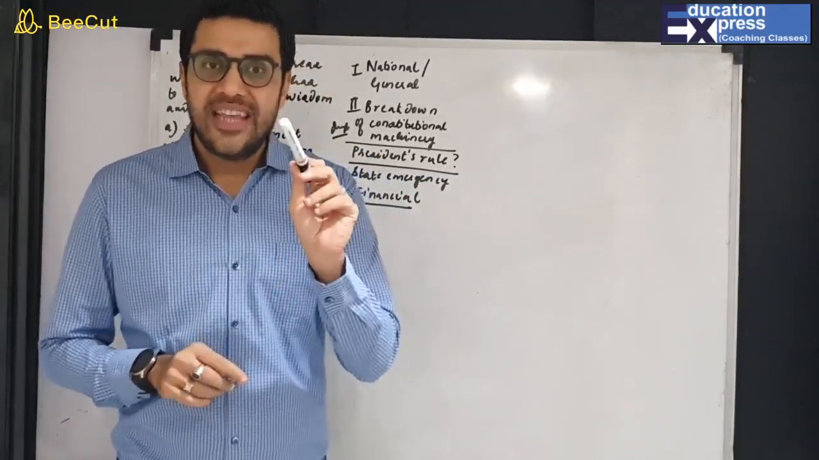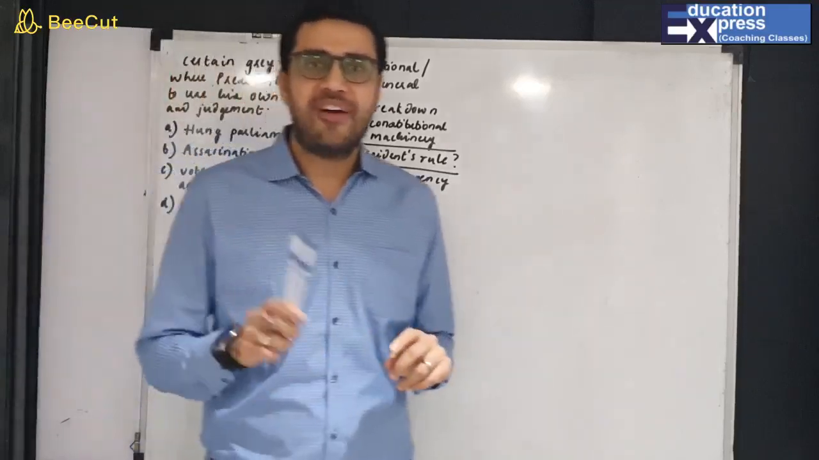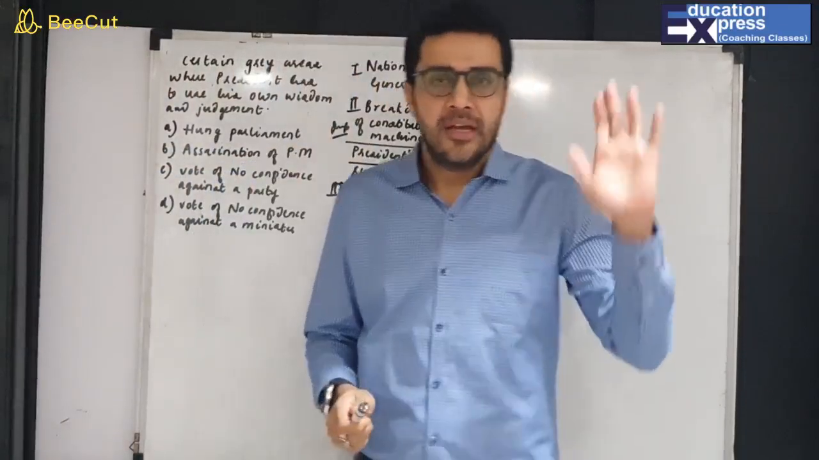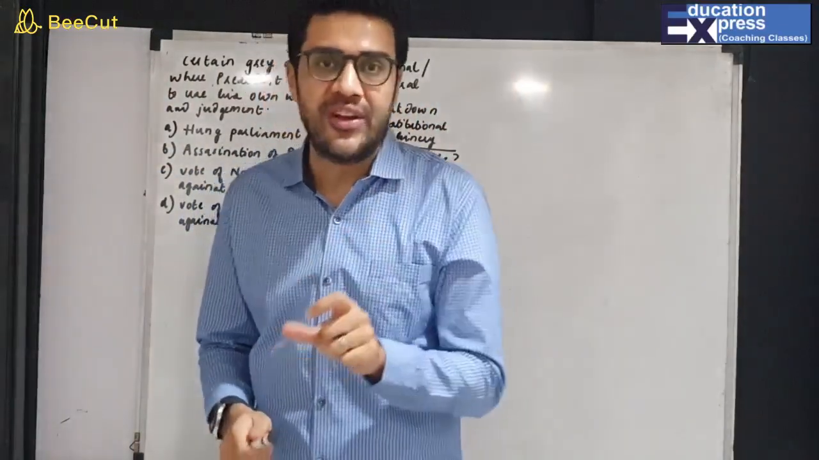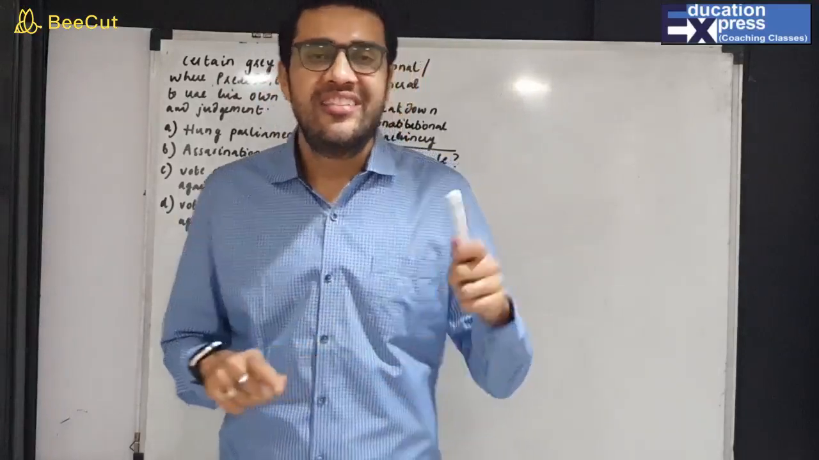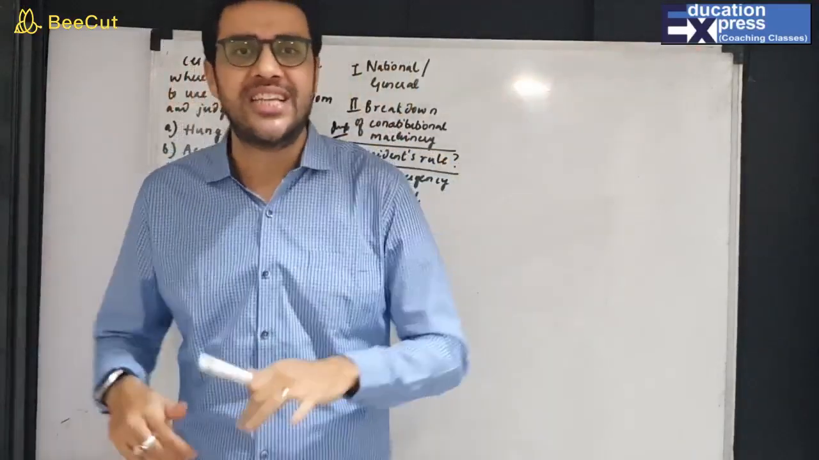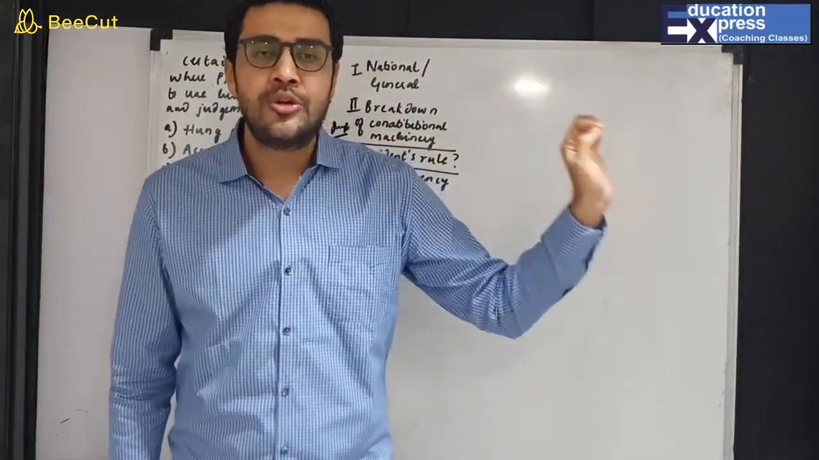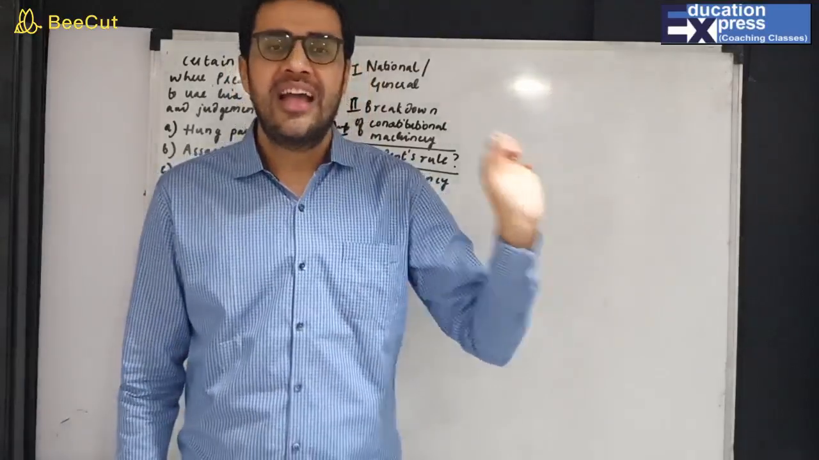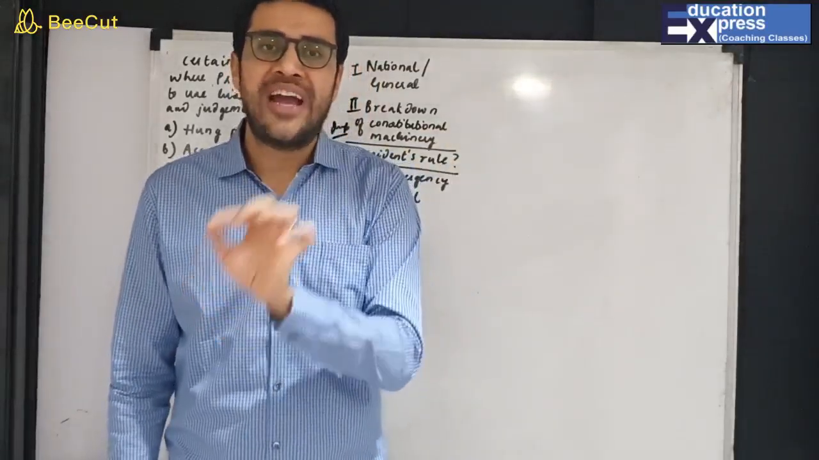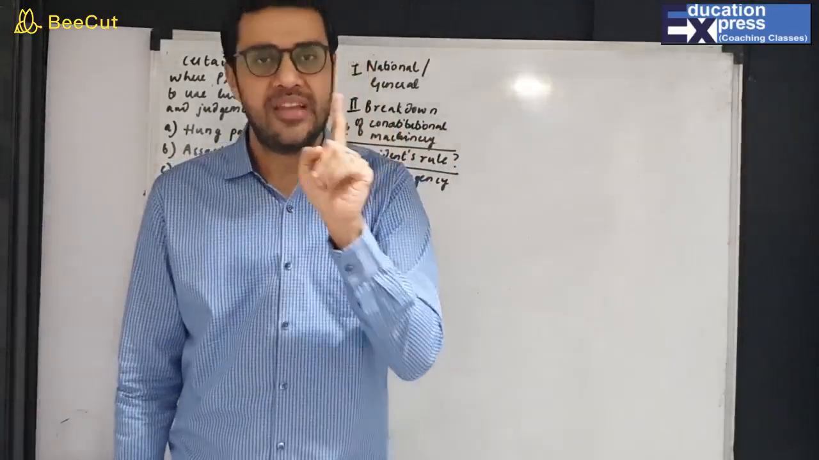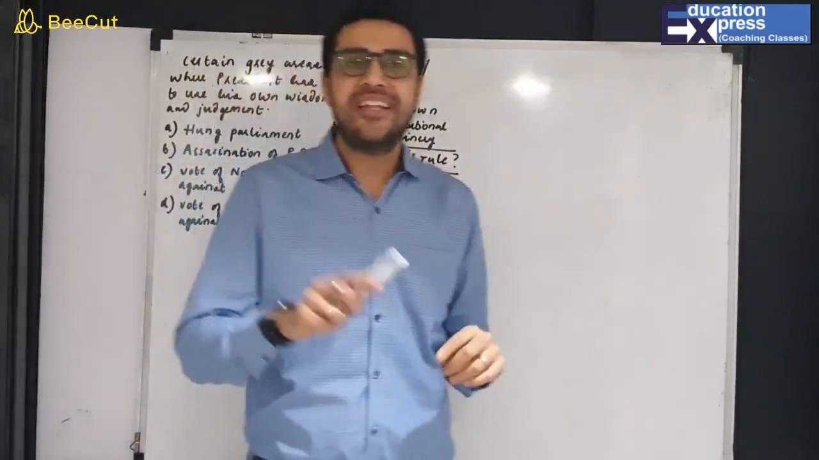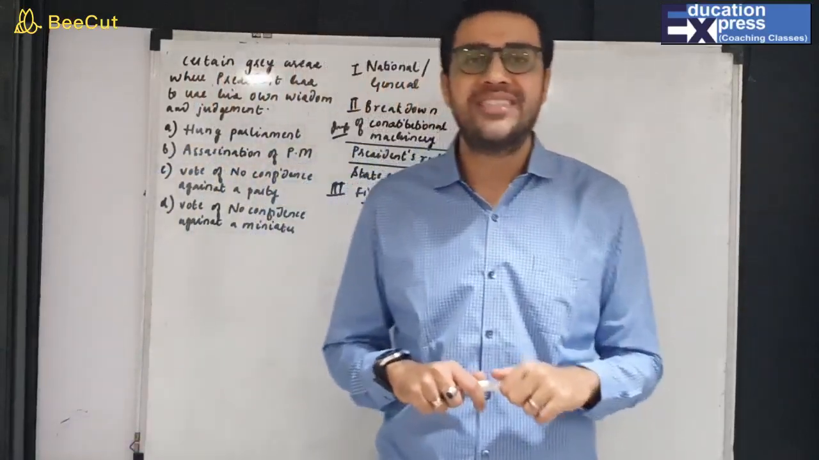Now, if they ask you a question, give one difference in the qualification of president and vice president. Don't get confused writing president का 35 years और इसका 30 years. दोनों का 35 ही है. The difference is only one. President should be qualified to be a member of Lok Sabha and vice president should be qualified to be a member of Rajya Sabha. Is that very clear? That's the difference. Very, very important question for 1 mark. Give one difference in the qualifications of president and vice president.